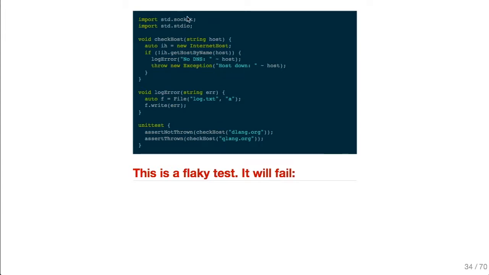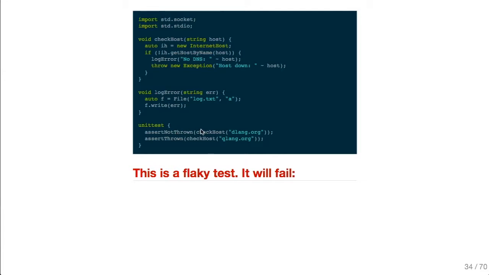So this is a pretty flaky test here. I'm importing standard socket. This is a piece of code that, given a host name, checks and sees if this has a DNS entry and throws an exception if there's no DNS entry. Maybe you're using this for some system reliability check, oh, is my DNS working? And it uses the standard std.socket get host by name. And if it says there's no host, it logs something and throws an exception. And maybe I want to write some unit tests for it.